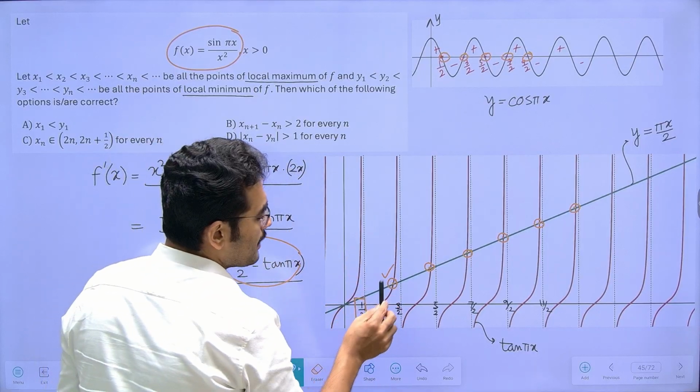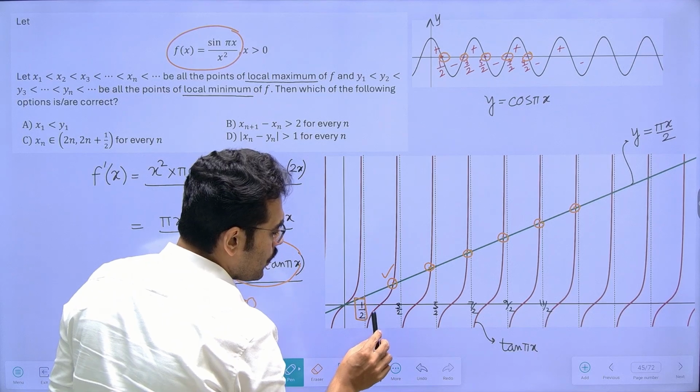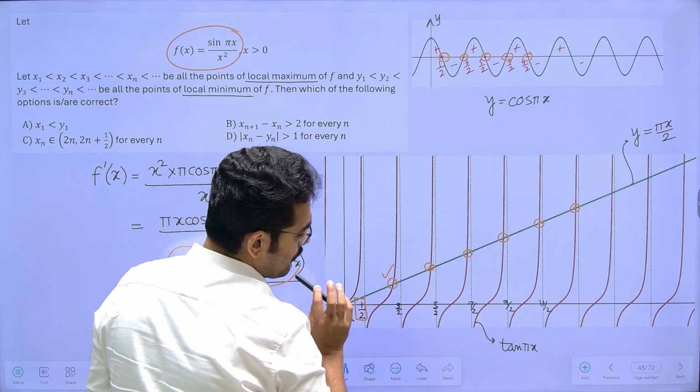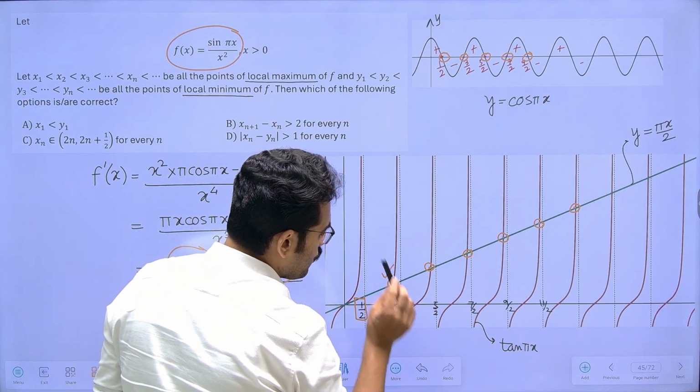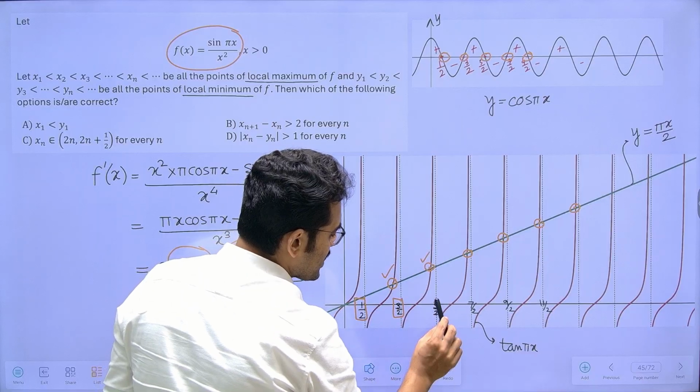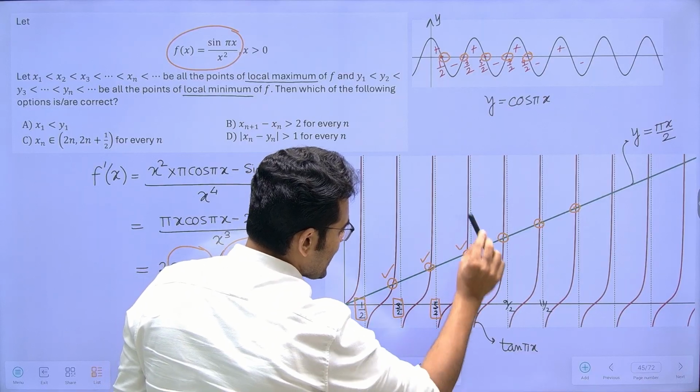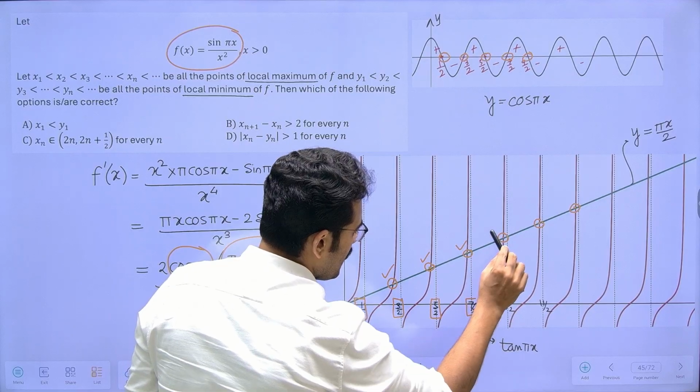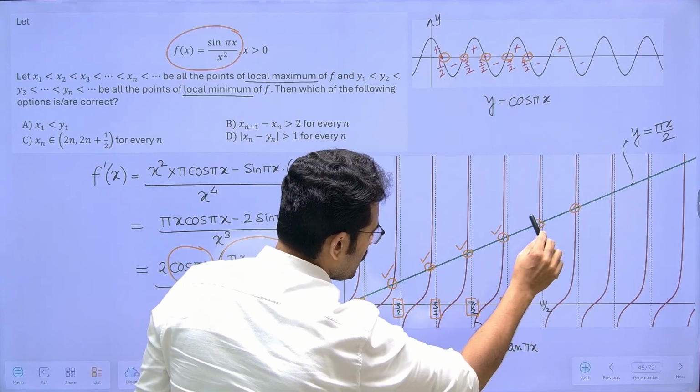That is one point where, to the left of the point, tan pi x is below, and to the right, tan pi x is above. Next, it will be at 3 by 2, next at this intersection, 5 by 2, next at this intersection, 7 by 2, at this intersection, 9 by 2 intersection, like that.